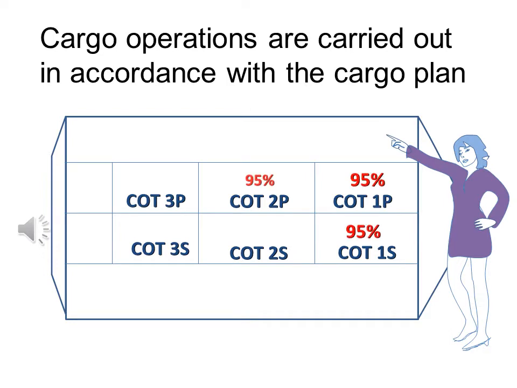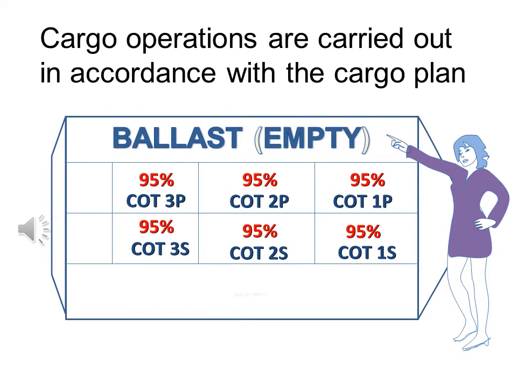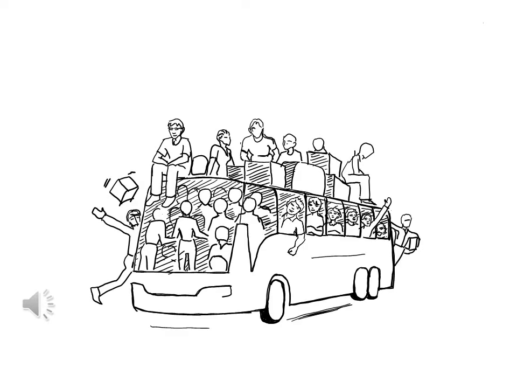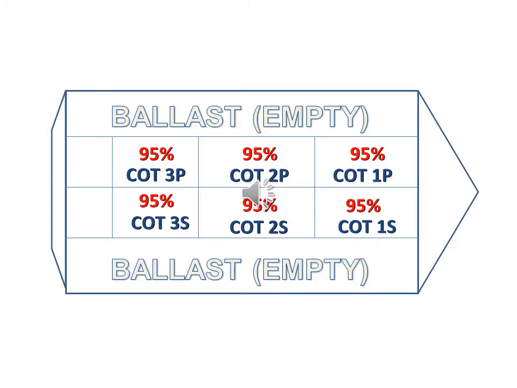Cargo operations are carried out in accordance with the cargo plan. Always follow the loading and unloading sequence. Overloading. This is an example of a stowage plan. Any steps that depart from this might damage the vessel's stability.